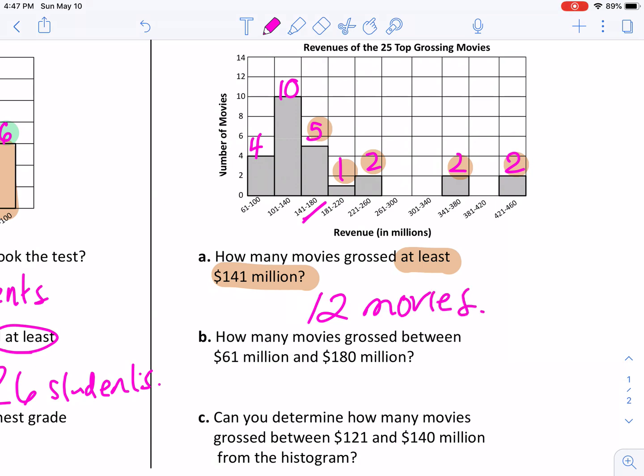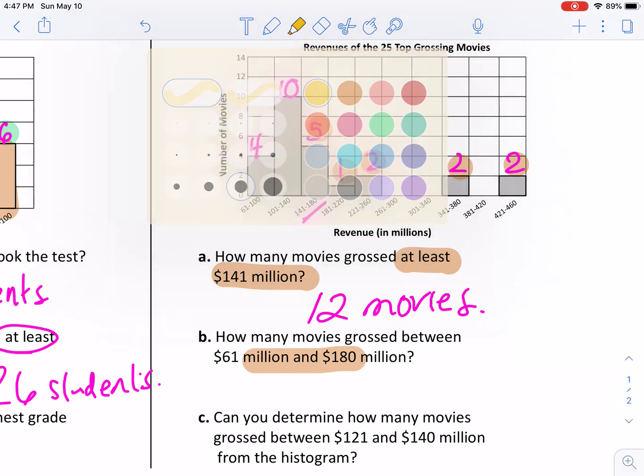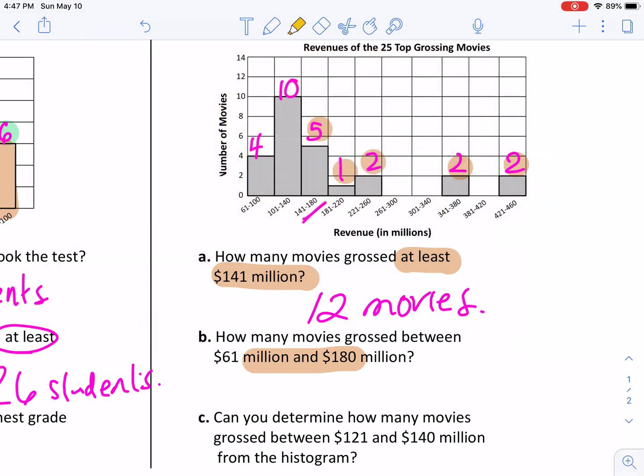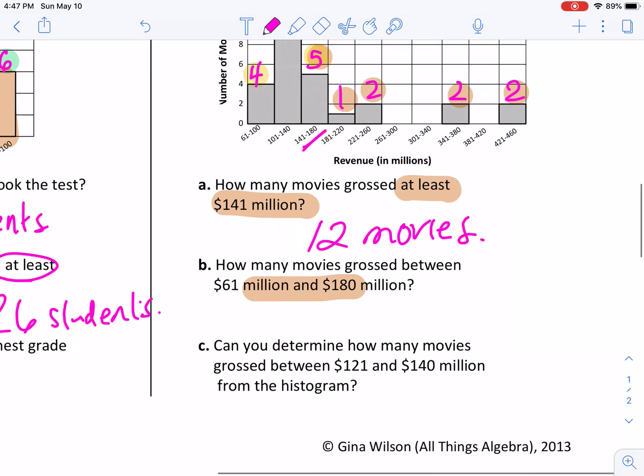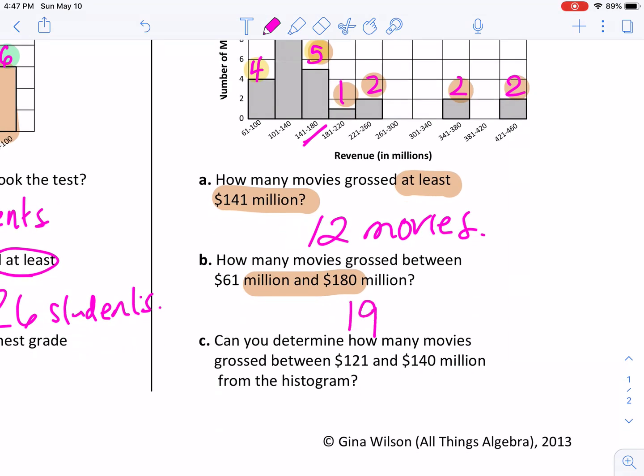How many movies gross between 61 and 180? All right, so now we change color, 61 and 180, which means I'm going to add all of these numbers, or these three values, 4, 10, and 15. 4, 10, and 15 is 19 movies.